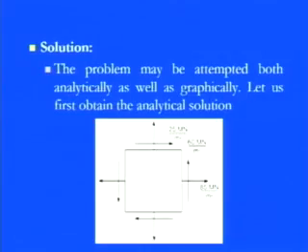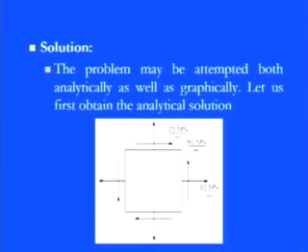So this is the complete problem, and we can calculate either by analytical solution or by graphical solution. As I already discussed, the physical phenomenon of this problem may be attempted both analytically as well as graphically. First we will go with the analytical solution. We have a cylindrical part, and we take a small element which is symmetrical in all 6 directions, a unit cube with unit width, unit depth, and unit breadth.